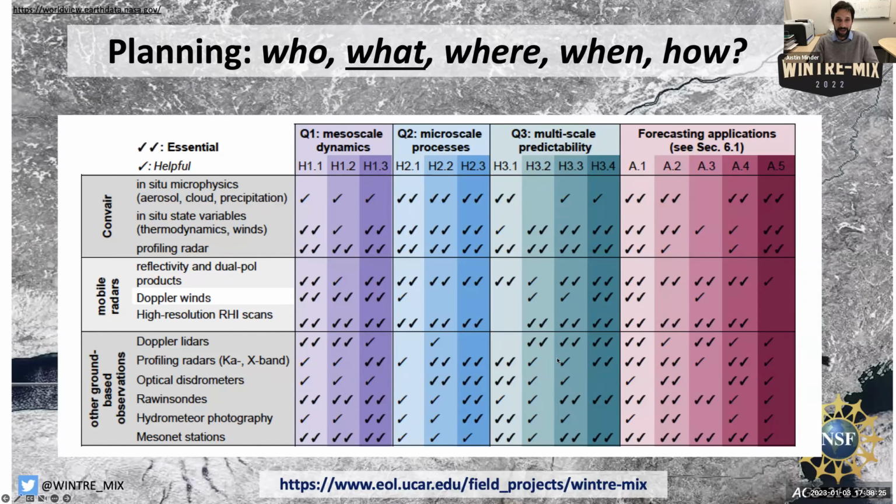This was a table that we had in our research proposal. In the columns, you're seeing the different questions that we posed, as well as the specific hypotheses, H1.1, H1.2, and so on, from our proposal. Then as you go down through the rows, you're seeing some of the different instrumentation that we were proposing to deploy, and with one or two check marks, we're showing how vital they were to answering each of the questions, addressing each of the hypotheses that we had in the project.